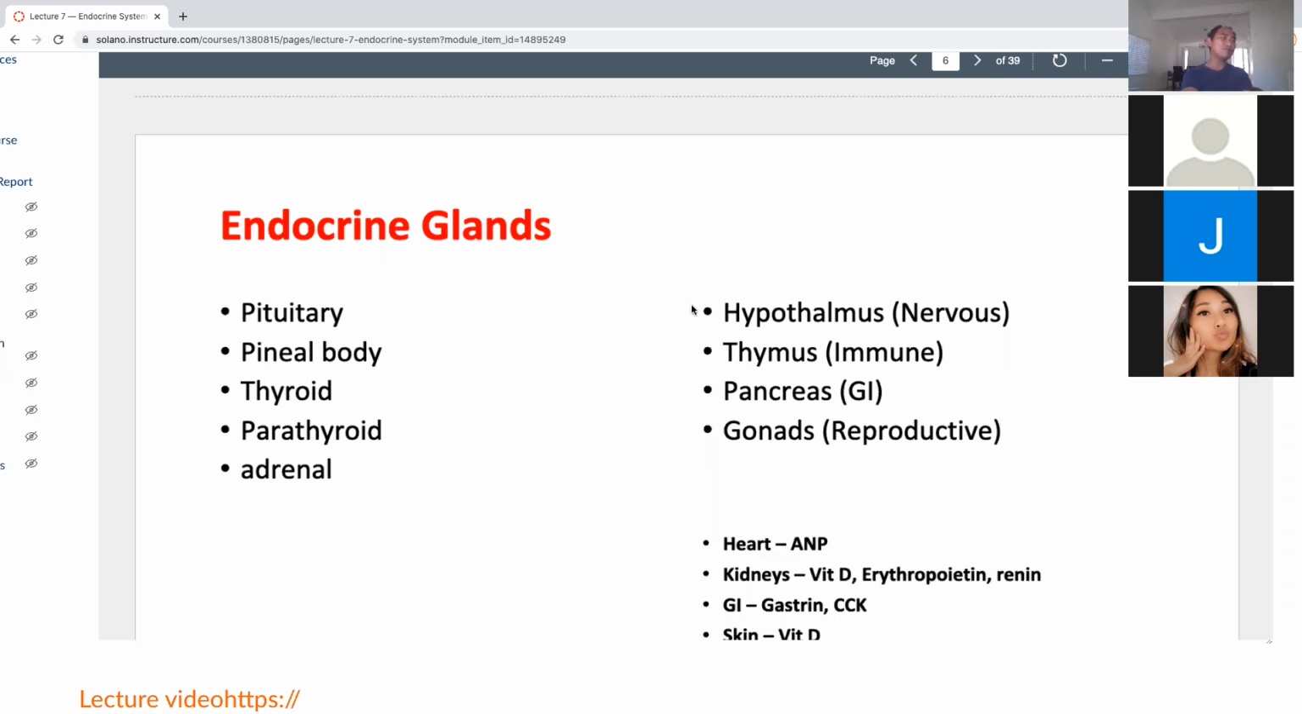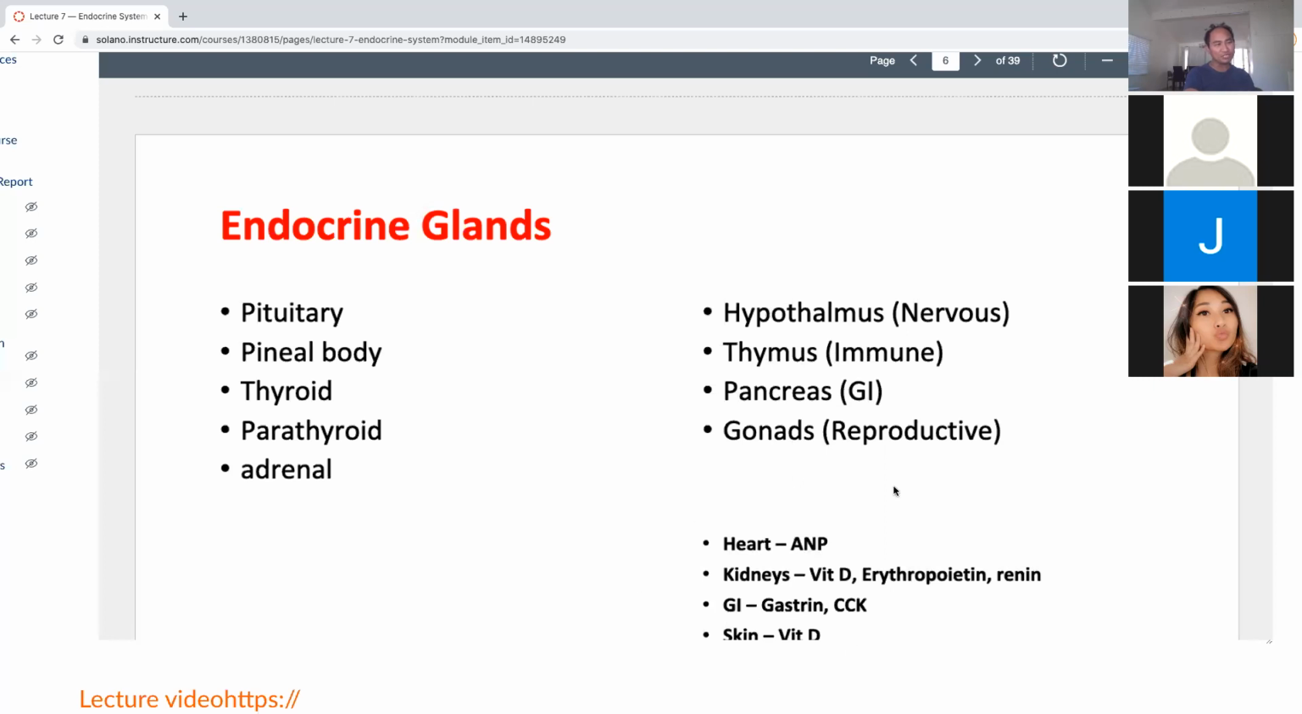So what about endocrine plus another function? Hypothalamus has nervous function as well as the endocrine function. Thymus has immune function and the endocrine function. Pancreas has what is called exocrine function as well as endocrine function. Gonads, testicles, ovaries, they have the sex hormone function and they do have endocrine function.